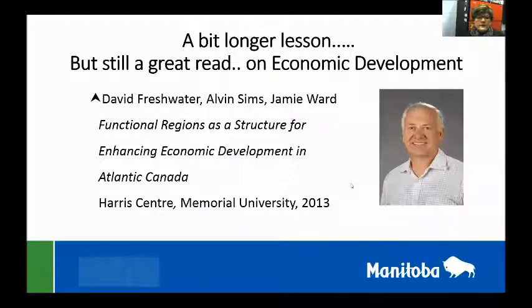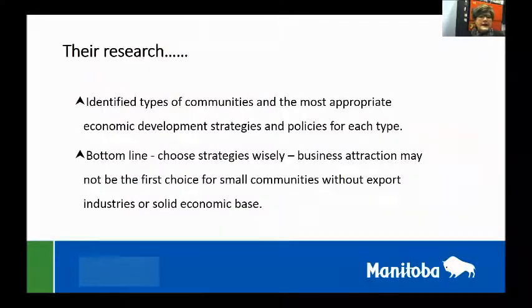There's another researcher that I've read quite a bit of, and his is a bit longer lesson, but it's still a great read on economic development. What I'm referring to in particular is a study done by David Freshwater, Alvin Sims, and Jamie Ward. They did a study called Functional Regions as a Structure for Enhancing Economic Development in Atlantic Canada. They did this research for the Harris Center at Memorial University back in 2013, but I think there's still some really important lessons to learn from that research. What their research identified were different types of communities and the most appropriate economic development strategies and policies for each type.